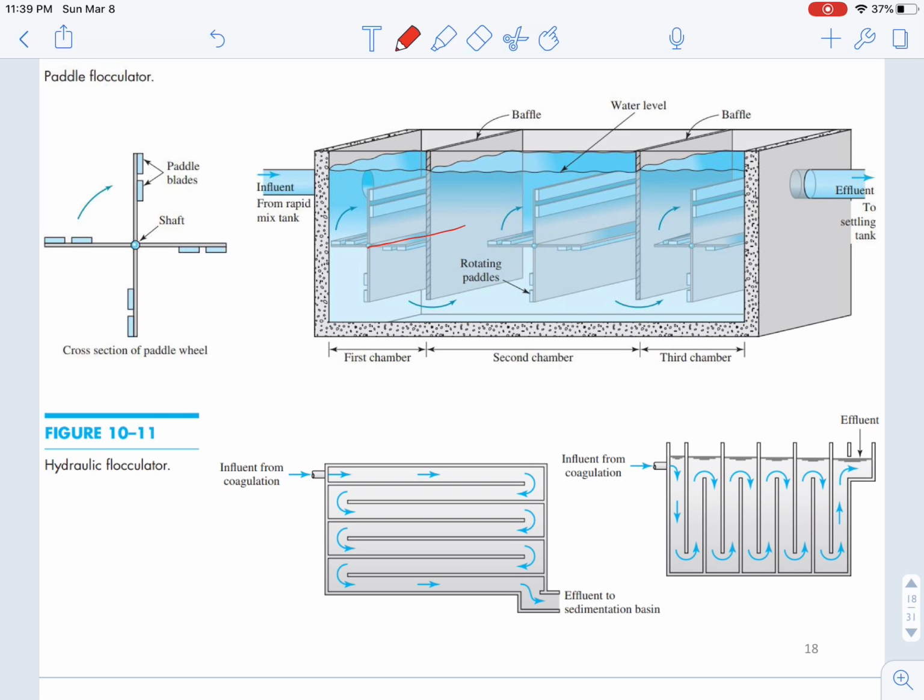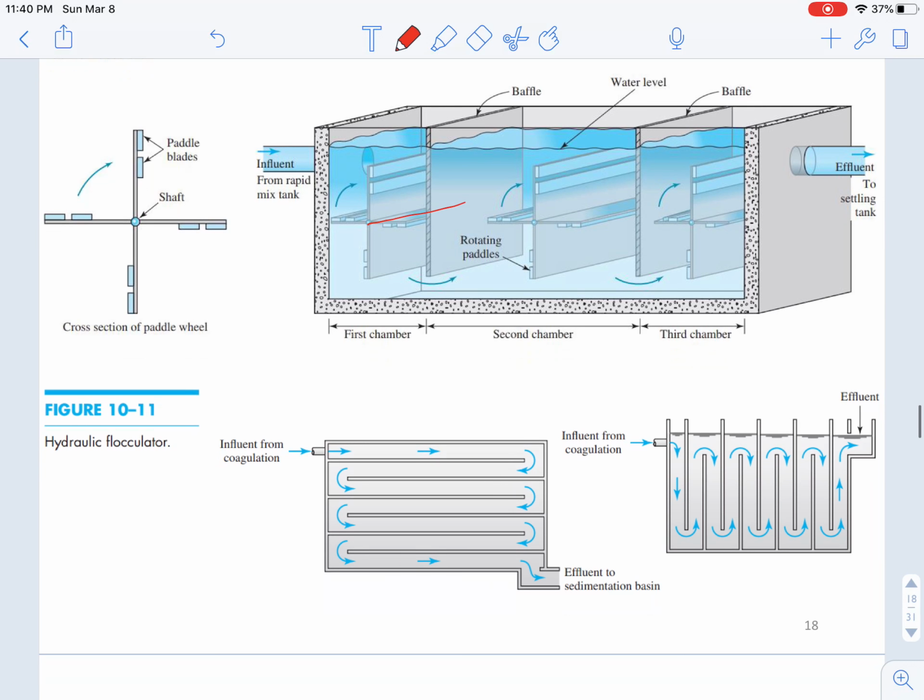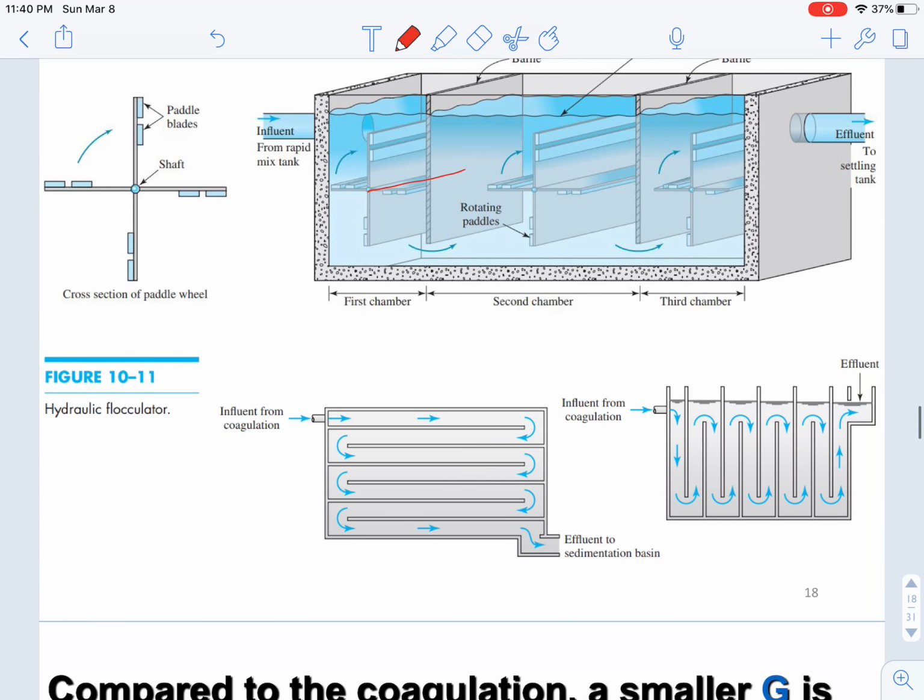These paddles rotate to facilitate the mixing, and the speed is slow enough so that the flocs are not broken. Then these larger flocs can settle down to the bottom. We also divide them into different chambers so that the water quality is better controlled, from bad quality to cleaner quality. Then the effluent is introduced into the settling tank.